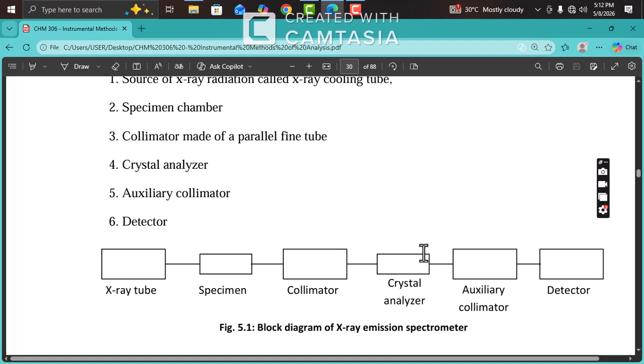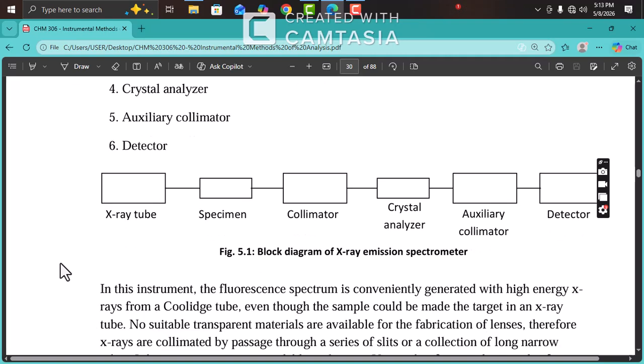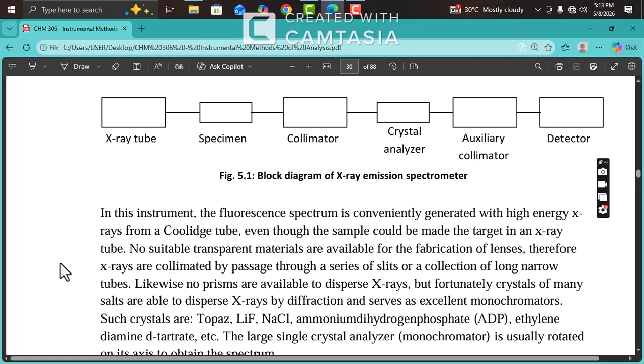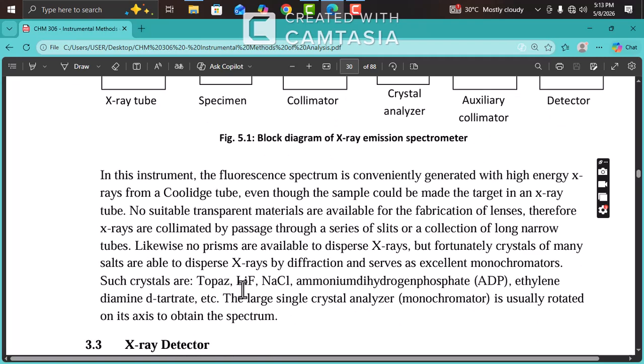So what happens here? The X-ray is produced in the X-ray tube and then passed through the specimen. But because it is still in a very scattered form, the collimator reduces the scattering, narrows the X-ray, and passes it through the crystal analyzer. Then it passes through the auxiliary collimator to further narrow it down, and then the X-rays are passed to the detector. So that's what you have there. Now we have different types of crystals used. You can see it here, crystals. You can follow my cursor.